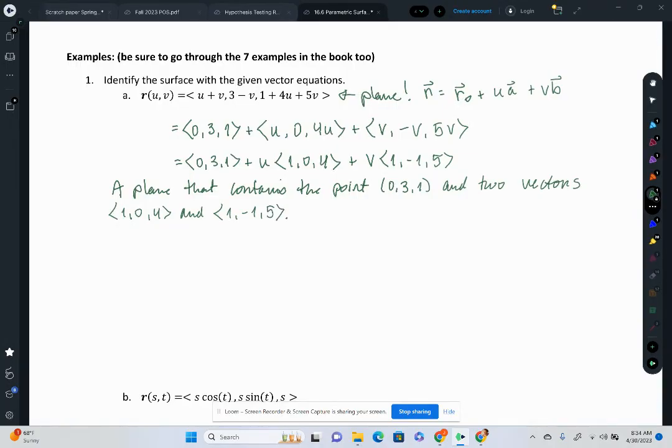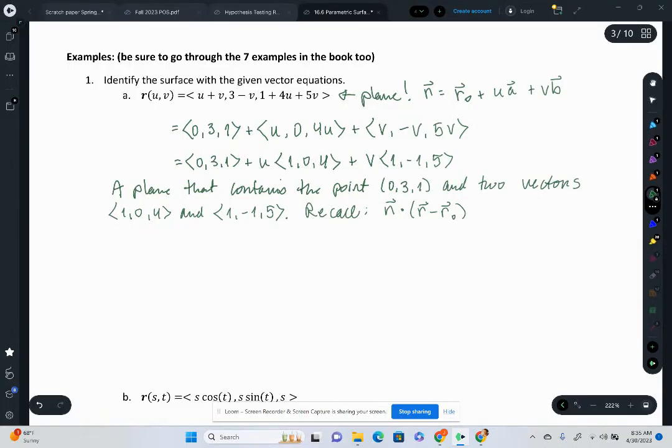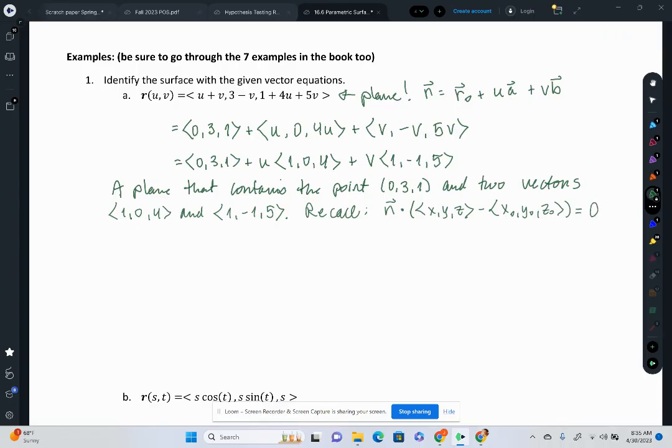So my goal right now is to try to rewrite this equation of the plane in terms of x's, y's, and z's. So I have to recall that the equation of a plane comes from looking at the dot product of a normal vector with r minus r naught. I'll rewrite those actually as the vector x, y, z, that's r, minus the vector r naught, which is x naught, y naught, z naught. And we set that equal to 0. And then we'll be able to come up with the equation of our plane.